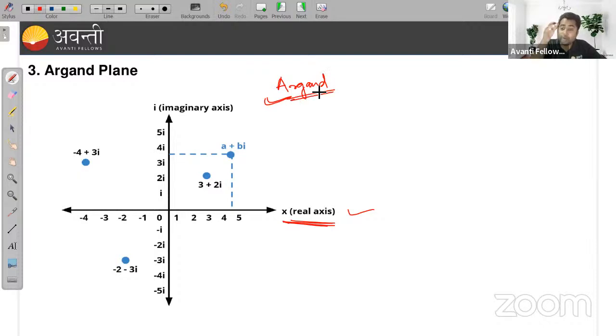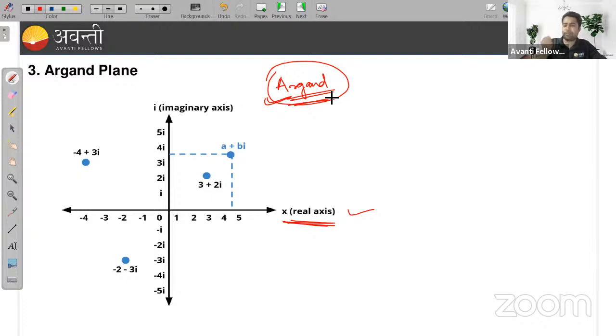In coordinate geometry, we call this the Cartesian plane. But when we represent complex numbers, that plane is called the Argand plane. Is that clear? Or we can also say the complex plane. So how can we represent a complex number in an Argand plane?